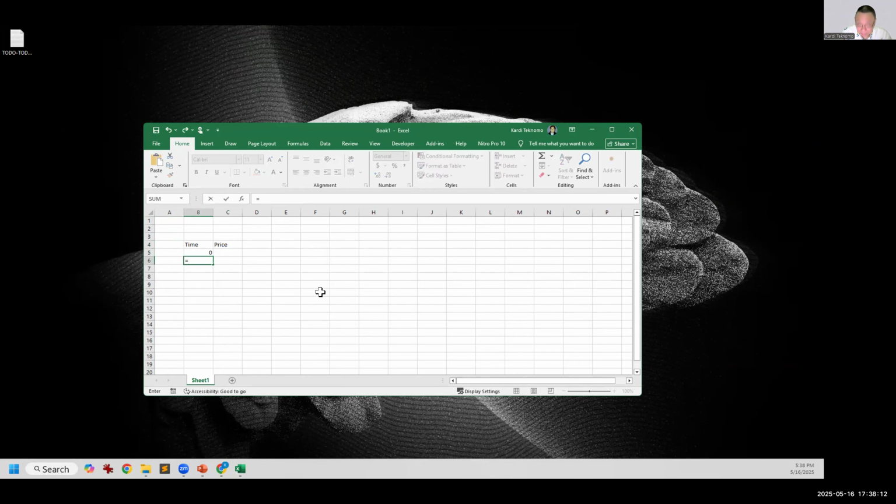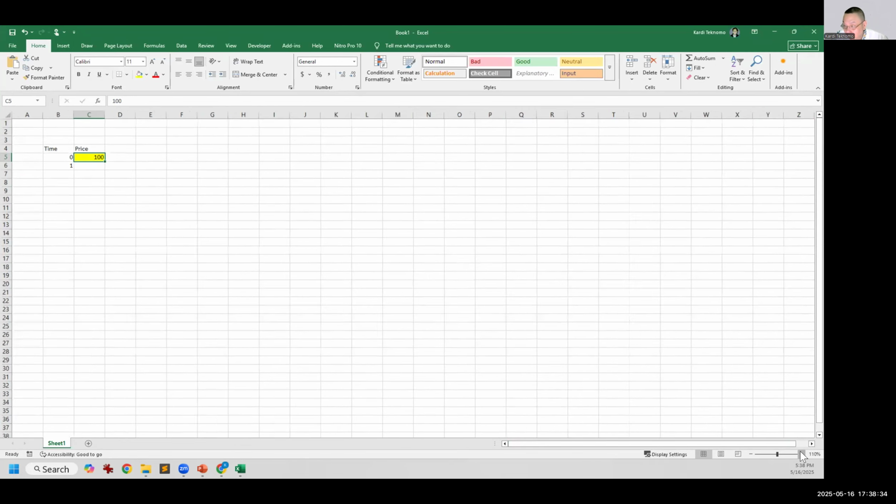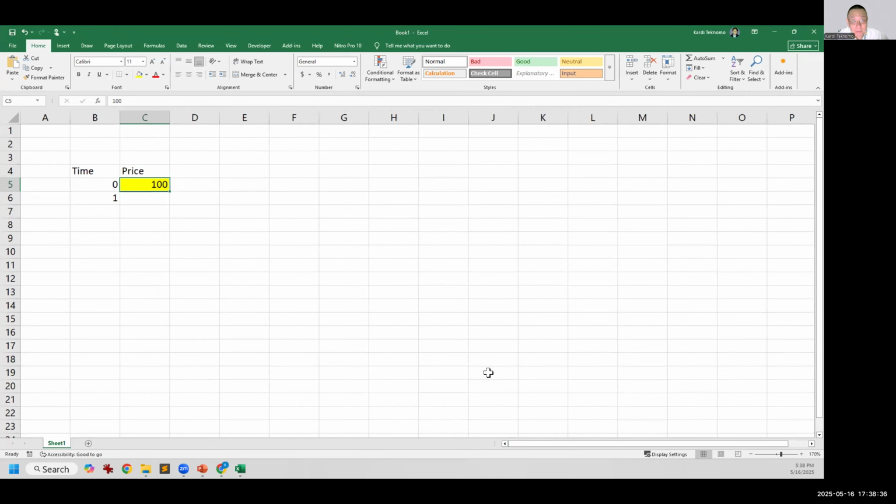The data is taken at regular intervals, so I will put +1. Initially you have, say, 100. So this is the data. So let's generate the time series data.